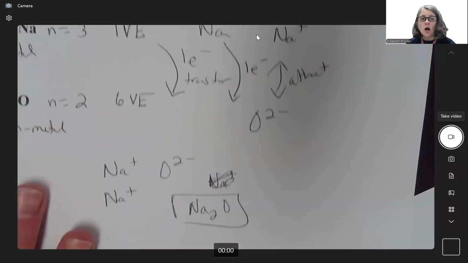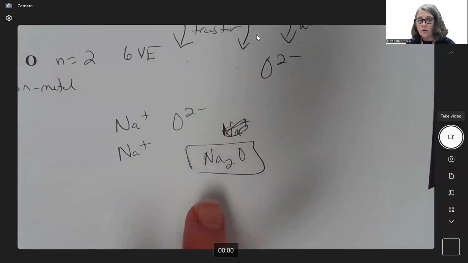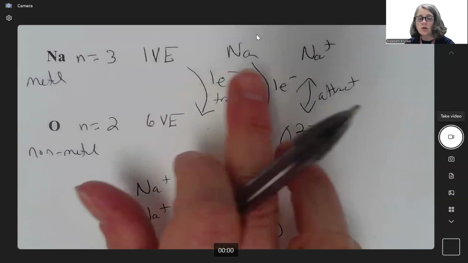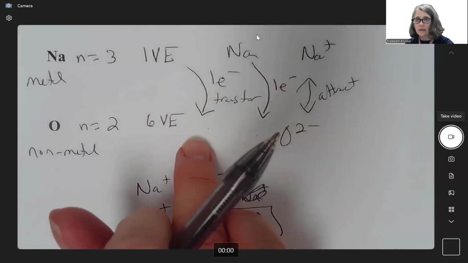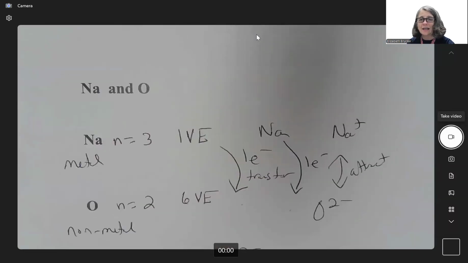Okay, so you're always trying to transfer the right number of electrons, or you could think of it backwards. Write the formula and go, oh, I must need 2 sodiums in order to get this to 0. So that's how we're going to make an ionic bond.